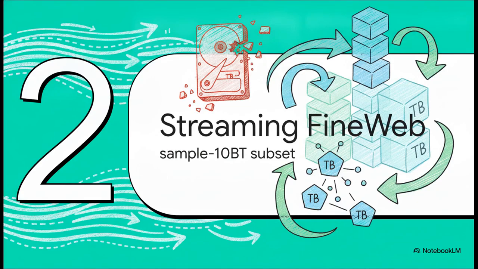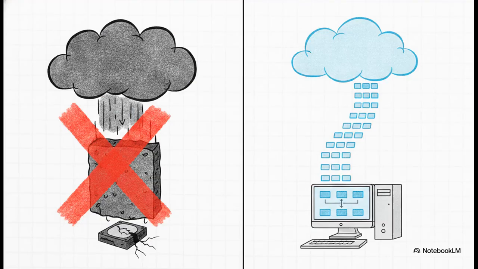Section 2. Streaming the FineWeb dataset. Working with the sample 10BT subset. So right away, we hit our first major hurdle. Trying to download a multi-terabyte dataset will instantly crash standard memory. There's just no way around it. So as our MarkTech Post guide points out, we don't download it. We stream it. Specifically, we stream a manageable, fixed number of documents from what's called the sample 10BT subset.